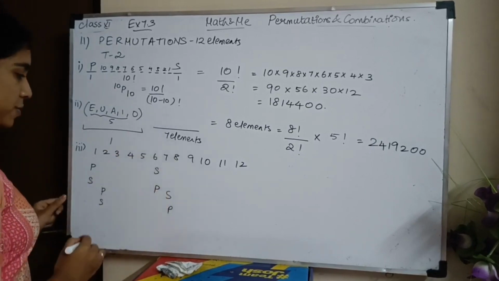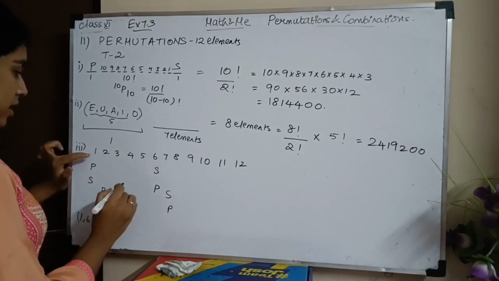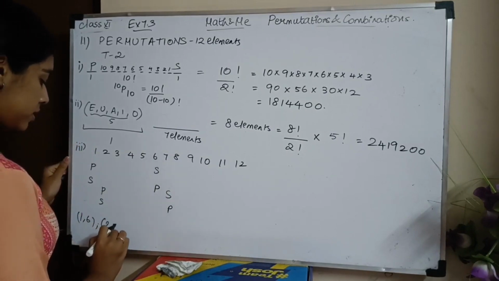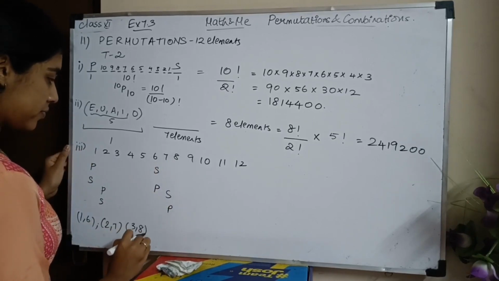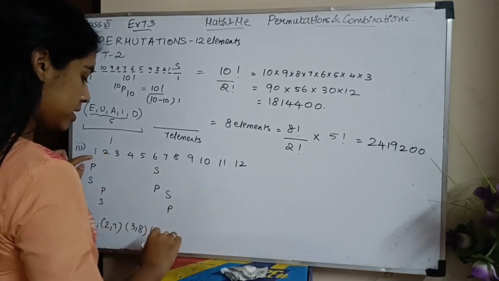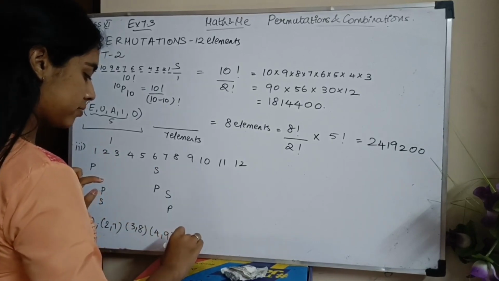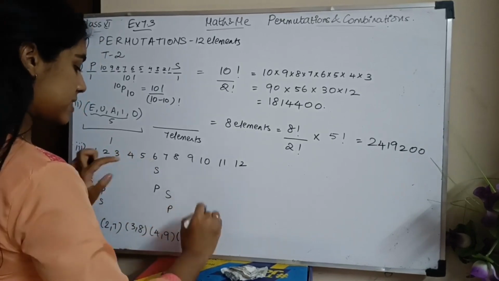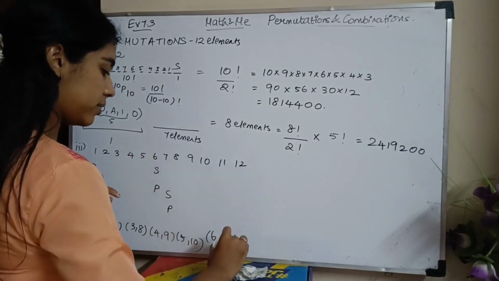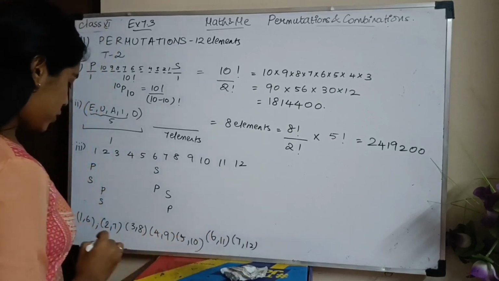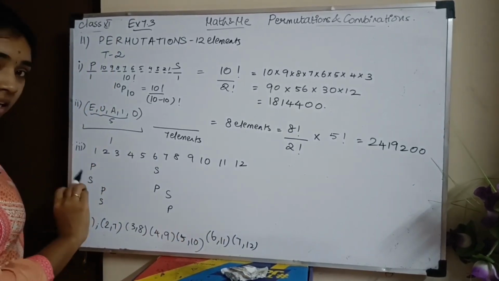So in the same way, how many options do I have? 1, 6. This is one option. 2 and 7. This is another option. 3 and 8. 4, 9. You see I have 4 letters in between. Again 5 and 10. 6, 11. 7 and 12. Okay. So now 1, 6 means P, S. Then 6, 1 means S and P.